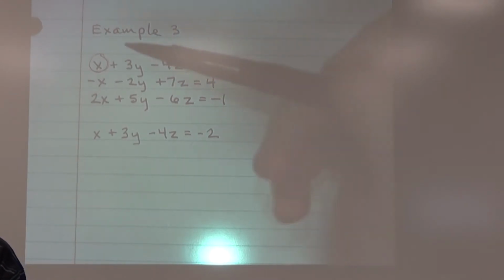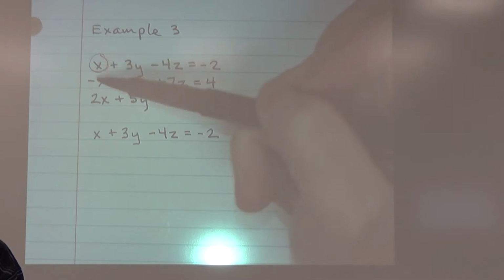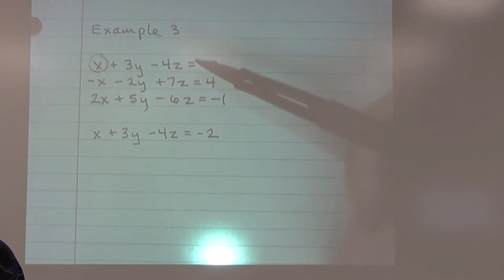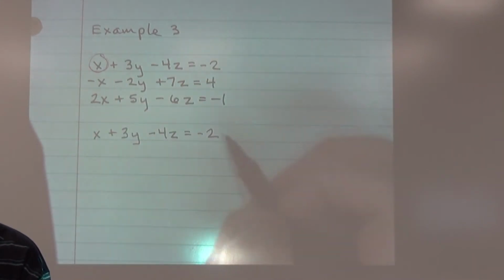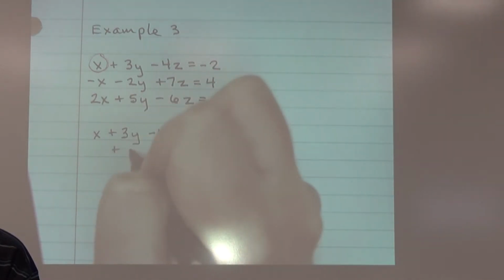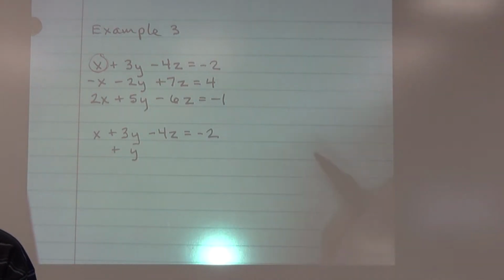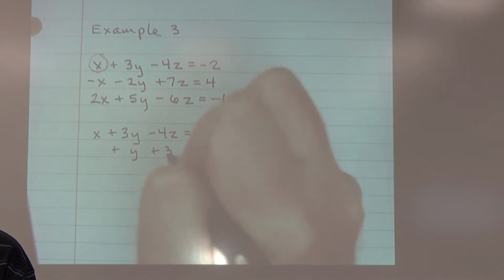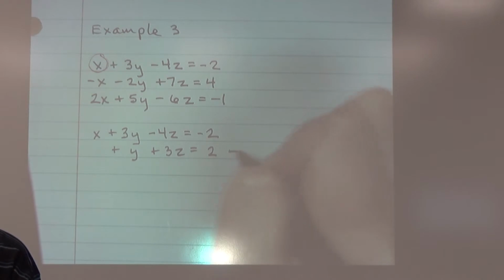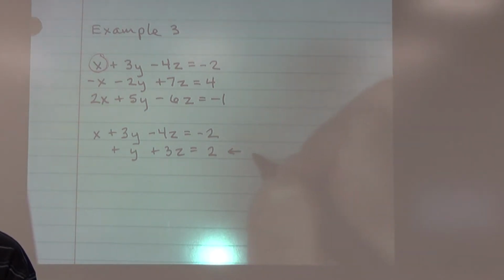So now, with these 2, I can add these 2 together to eliminate the x's. And I'm doing row operation number 3. I'm essentially multiplying the top equation by 1 and adding it to row 2. So by doing that, I'm going to add them together. I get 0 x's. I get 1y, 3z is equal to positive 2. And to remind myself what I did, I added row 1 to row 2.